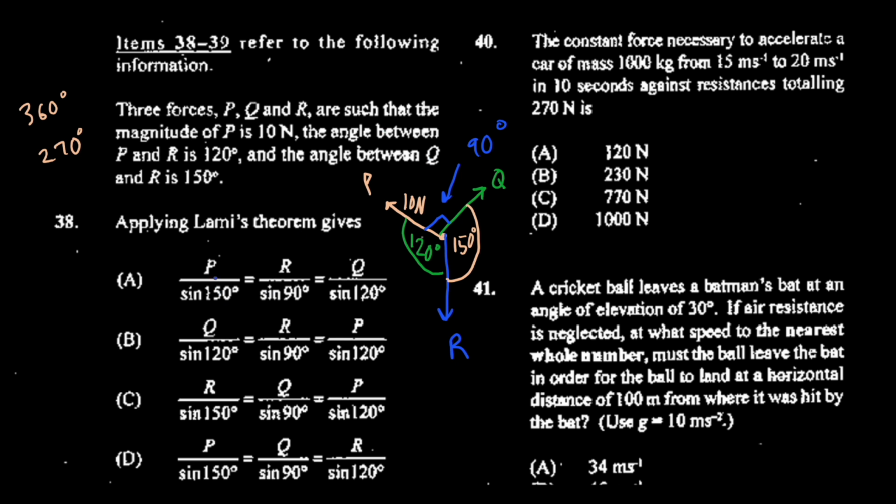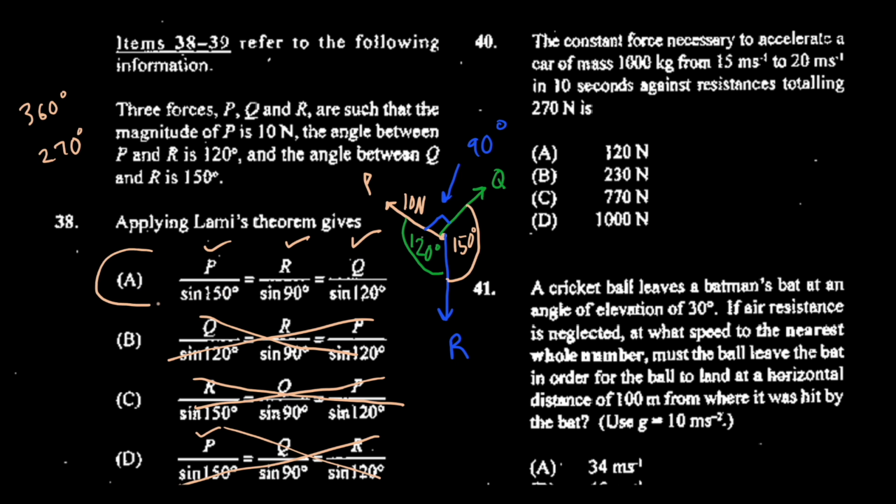All right, so we need to put this in Lami's theorem. Now remember, Lami's theorem is going to be P over sine 150. They tell us P is 10, but since they're using it in terms of P, we have to say P over sine 150. So let's see which one does not have P over sine 150. We could cross this out, and this out as well. So we have P over sine 150, which this has, as well as this. And then we could say R over sine 90. This has R over sine 90. This one does not, so this one is out. So this is our final answer, because then we have Q over sine 120. So the answer for this one is this.